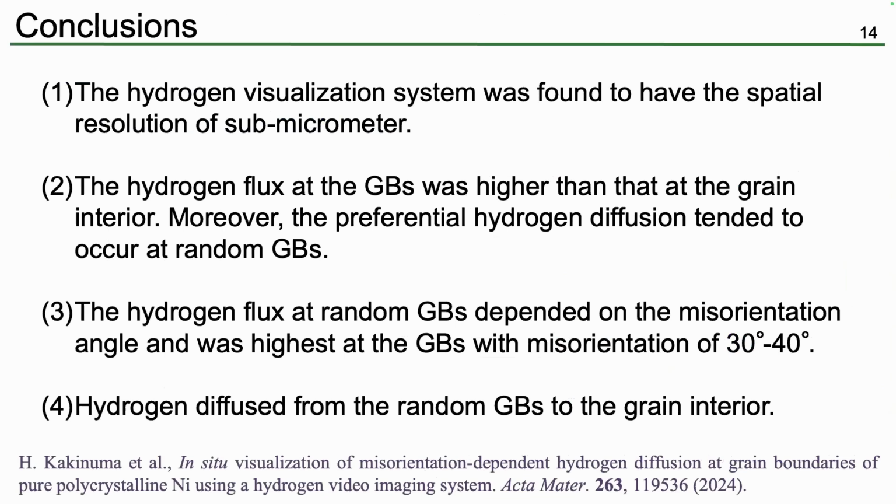So these are the conclusions of this research. The hydrogen visualization system was found to have a spatial resolution of 5 micrometers. The hydrogen flux at the grain boundary was higher than that of the grain interior. And the preferential hydrogen diffusion tended to occur at random grain boundaries. The hydrogen flux at the random grain boundaries depended on the misorientation angle and was highest at the grain boundary with misorientation of 30 to 40 degrees.